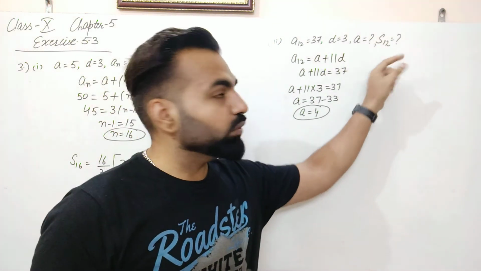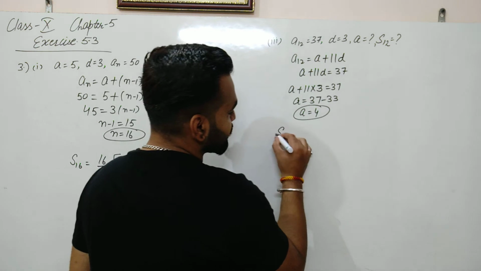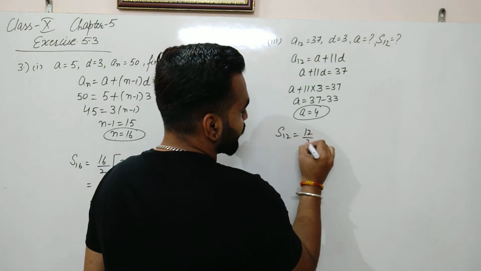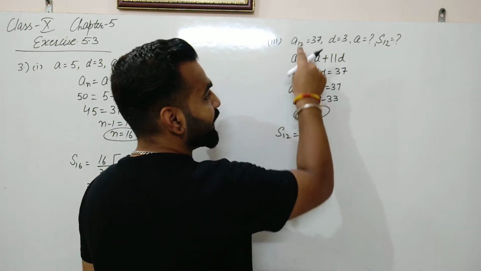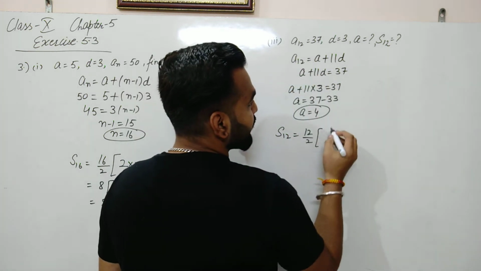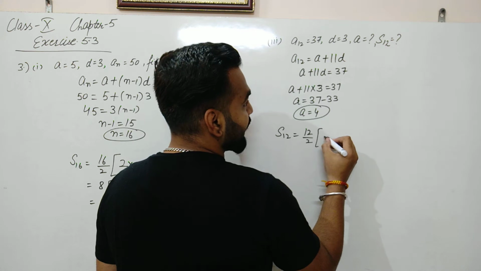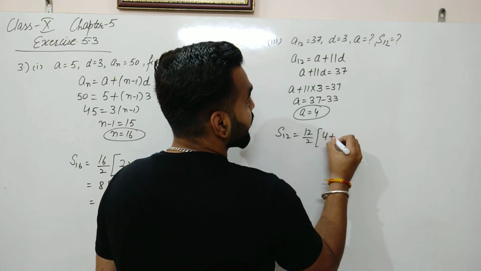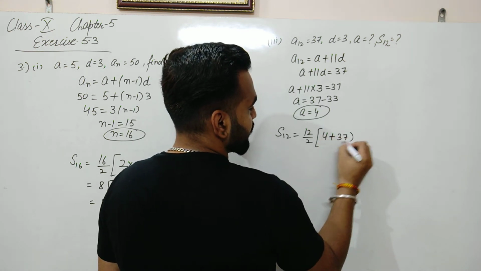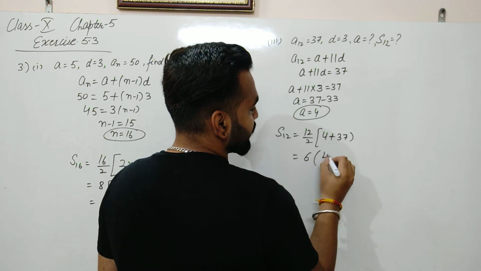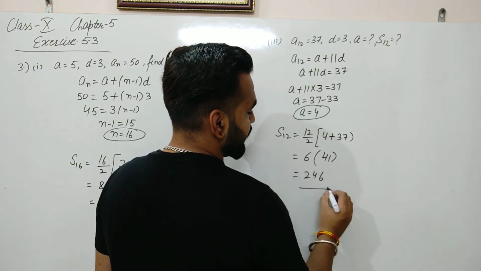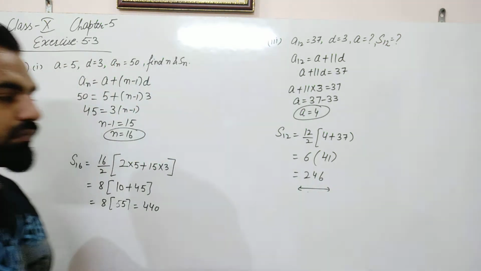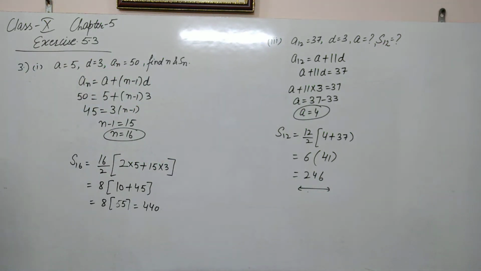Now we have to calculate S12. What is S12? 12 by 2. a12 is known, so we can directly use the second formula, a plus an. a is 4, an is 37. So this will be equal to 6 into 41, which is 246. So this was the third part.